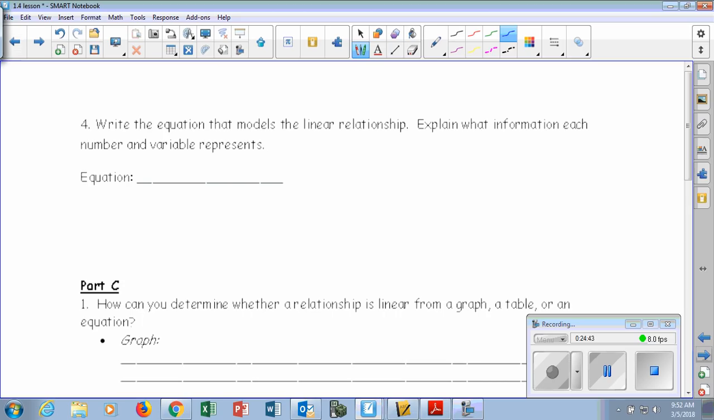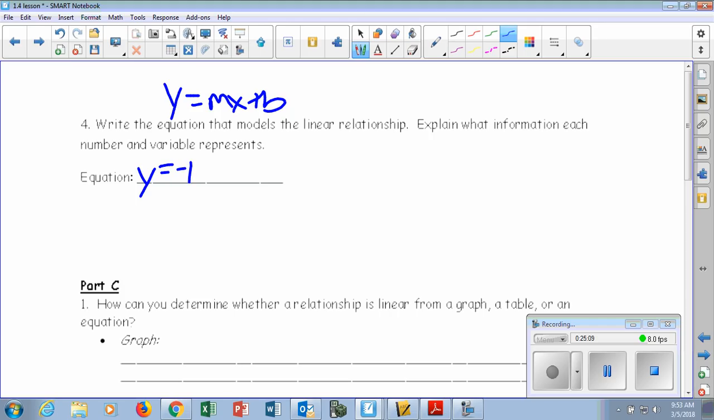Mason, you said you wanted to start us off with this question. It says, write the equation that models a linear relationship. Explain what information each number and variable represents. So what kind of equation are we doing again for this, based on the graph we were given? Okay, I'm going to write that up here so we can look at it. Y equals mx plus b. Mason, we have my y. I'll put that in for you. What would my m be?